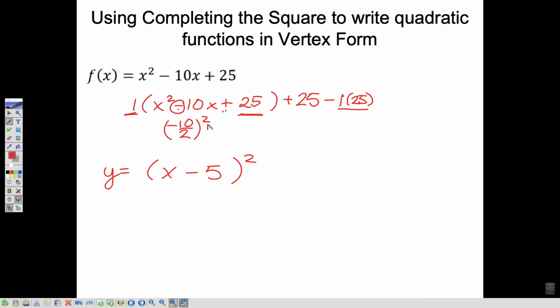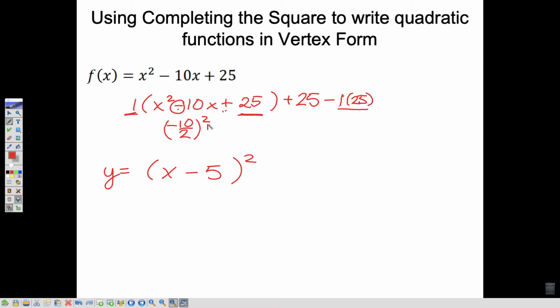Now, we could do all this stuff. We could find the vertex with this negative b over 2a that I'm going to show you, and then we could put it back in here with the vertex and then a point, and we could find the a like we've been doing. But isn't this a much more streamlined process? Yeah, it's just easier, so you do it.